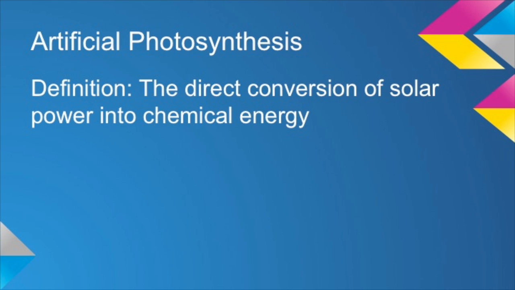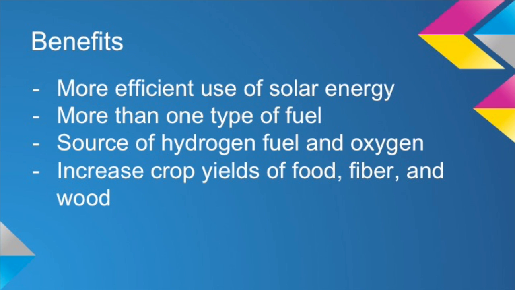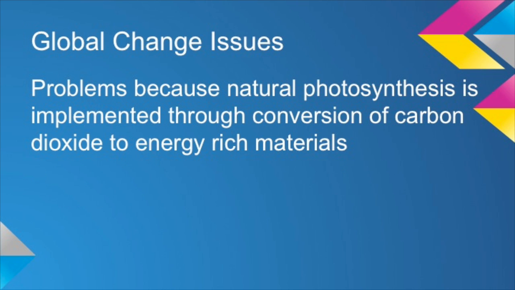Artificial photosynthesis is the direct conversion of solar power into chemical energy. This would be a huge improvement from natural photosynthesis and would provide numerous environmental benefits. It would be a more efficient use of solar energy. It could provide more than one type of fuel because by altering the reaction between light, carbon dioxide, and water, many different fuels can be produced. It's also a source of hydrogen fuel and oxygen, and lastly, can increase crop yields of food, fiber, and wood. This is all related to global change.